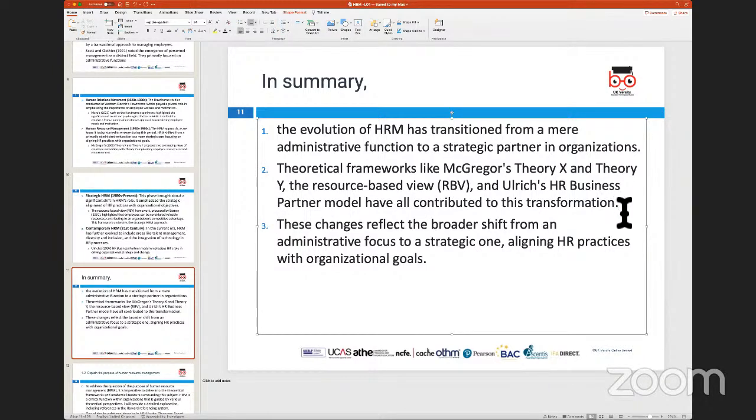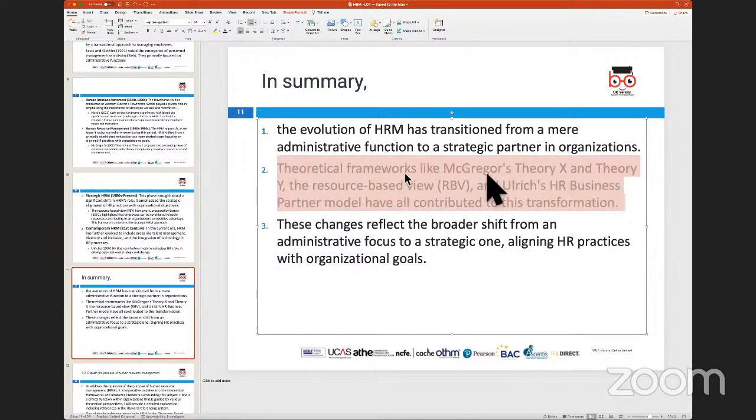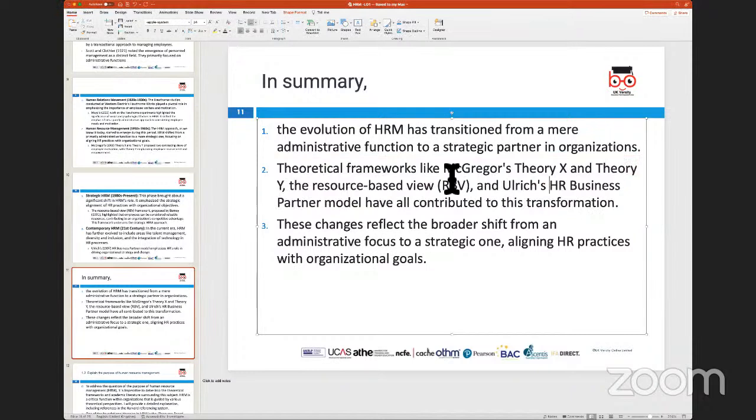So I'm going to circulate a bit of a handout which will include the history of HRM, but also will include the key frameworks that we talk about in general, which have shaped, let's say, the thinking behind how the evolution of the HR function has essentially happened over the last few decades.